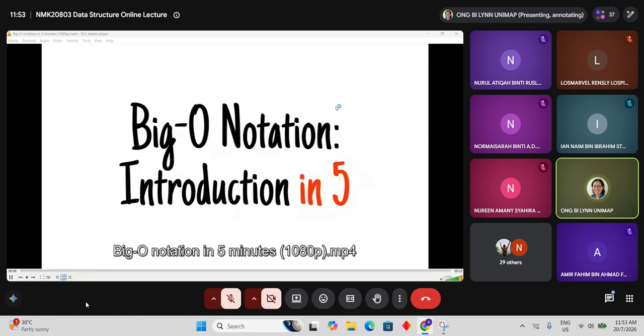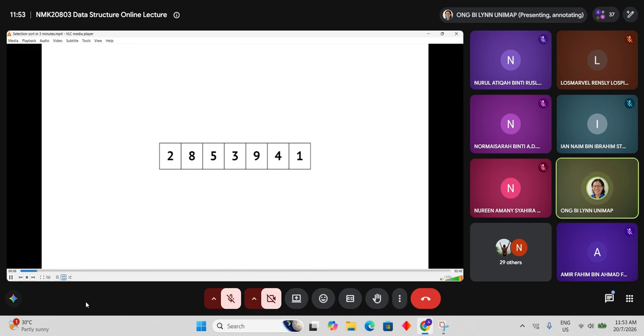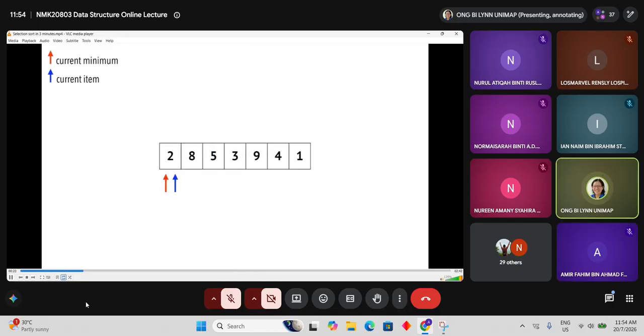Okay, selection. Today we're going to learn selection sort. Let's say we're given the following array and we want it sorted in increasing order. How will we do this? During each iteration, we'll select the smallest item from the unsorted partition of our array and move it to the sorted partition. We'll keep track of the current minimum and current item with red and blue arrows. Let's get started. We always set the current minimum to the first number in the unsorted partition, in this case 2. We progress the length of the array looking for a smaller number.